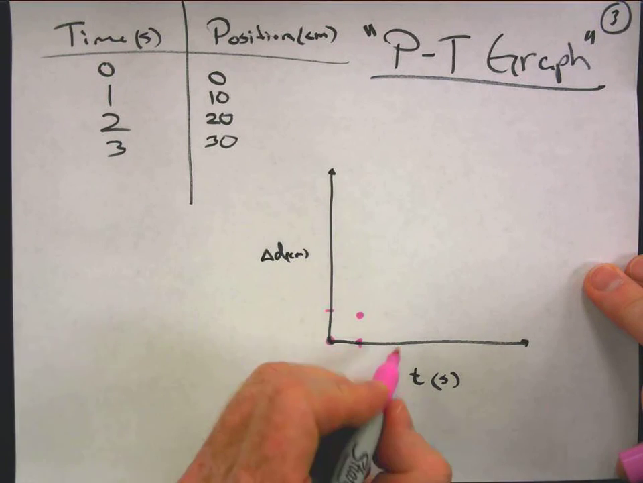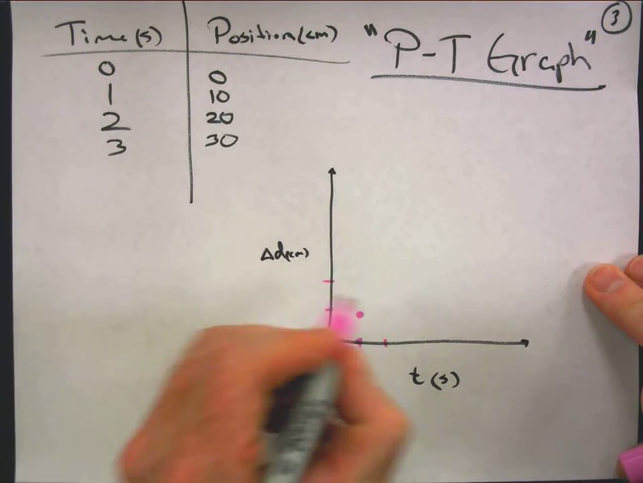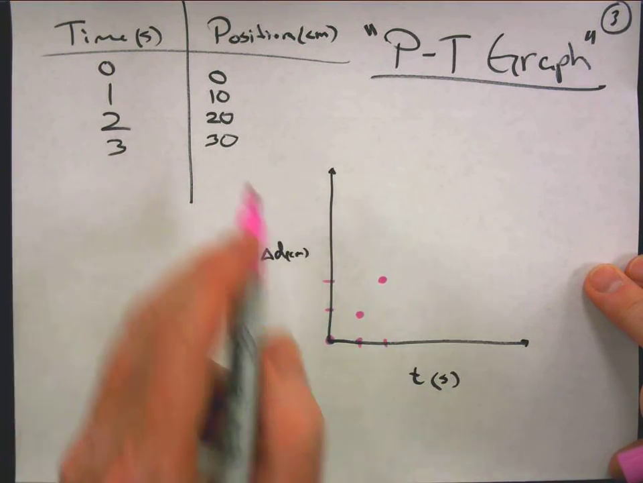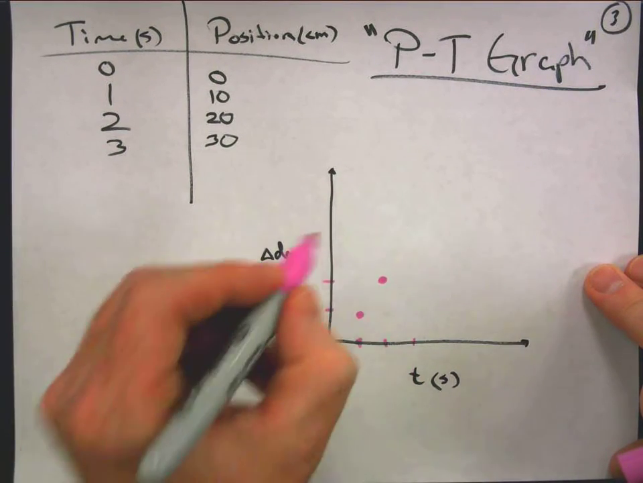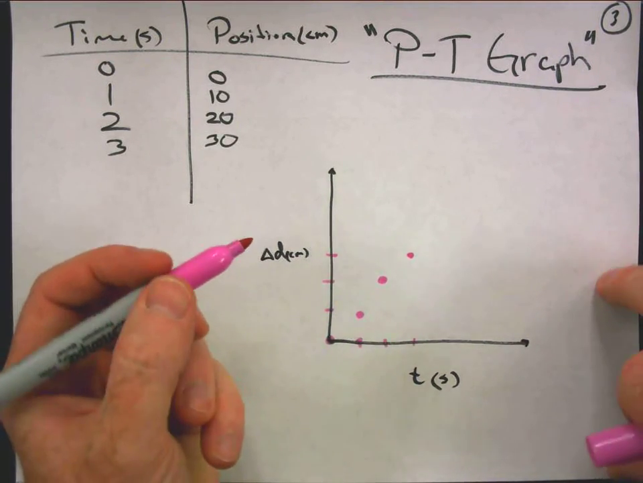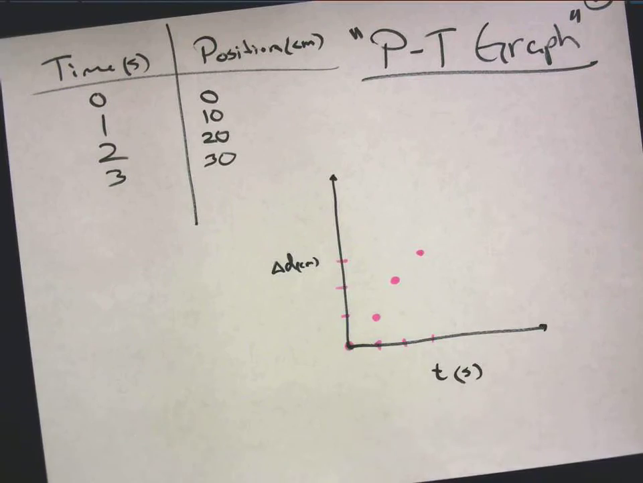At 2 seconds, I've got 20. So at 2 seconds, there I got position. At 3 seconds, I've got 30. So at 3 seconds, I've got 30. Roughing this in by hand, of course, makes it not all that pretty. You can see the dots don't line up really well.